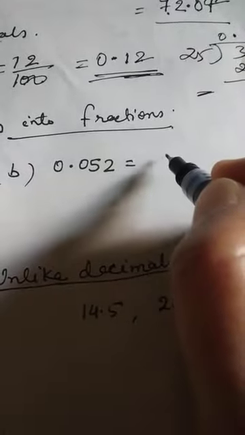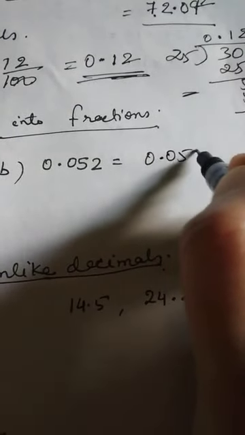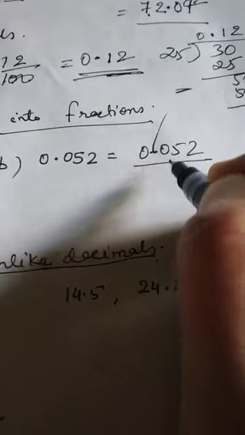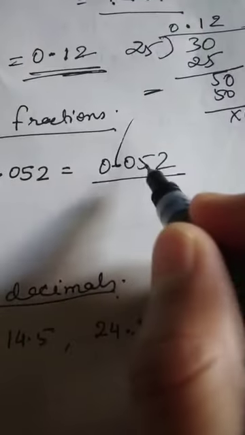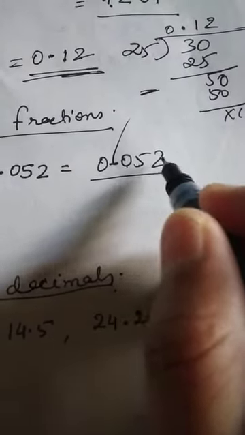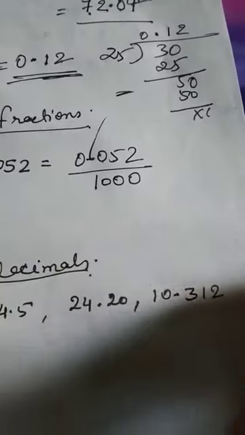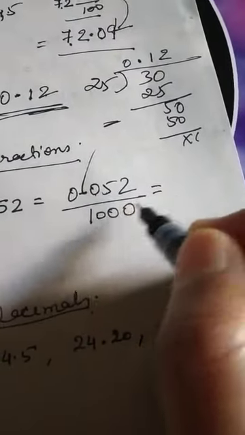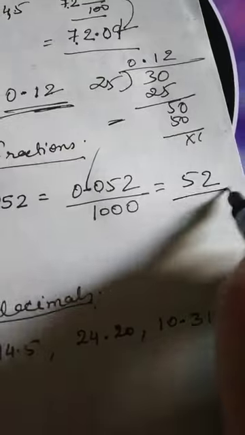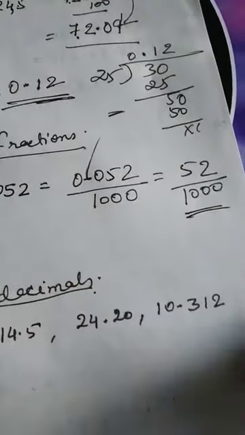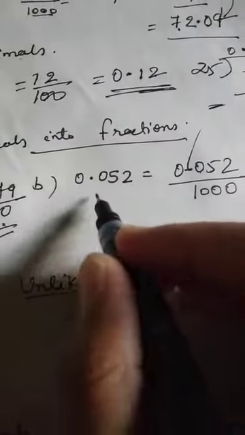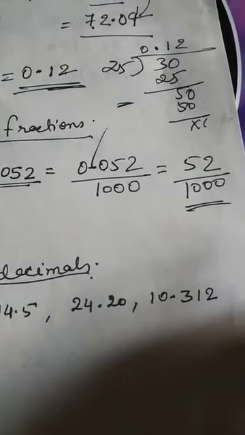One more question. 0.052. If you remove this decimal, how many digits are there after the decimal? 1, 2, 3. So, we will put here 1000. Now, 52 by 1000 is the fractional form of this decimal number. Got it?